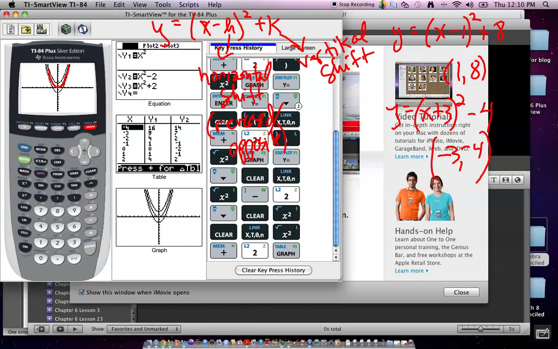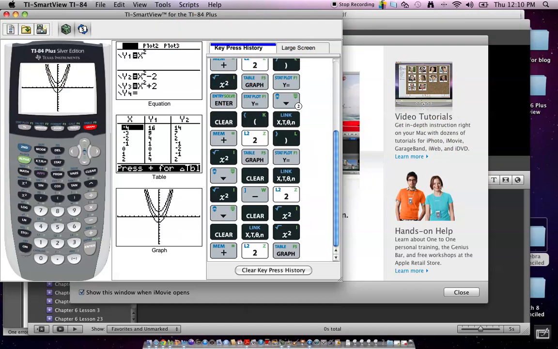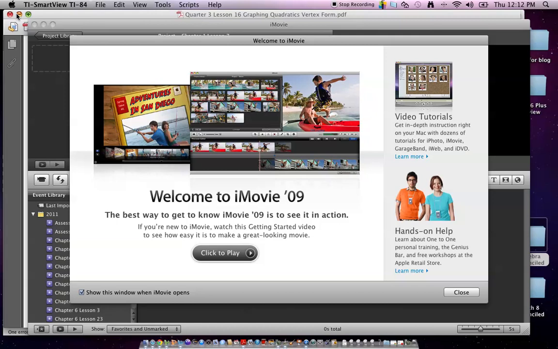So now, let's go to, as we've used the calculator to help us understand this, and iMovie we're gonna get rid of, I hope.